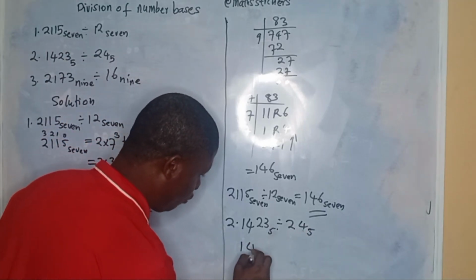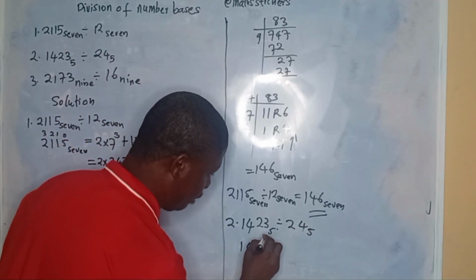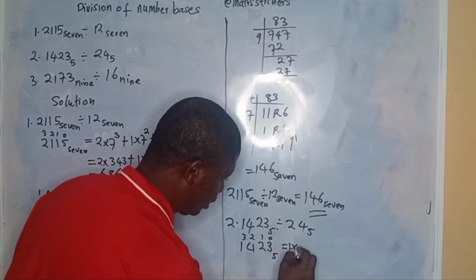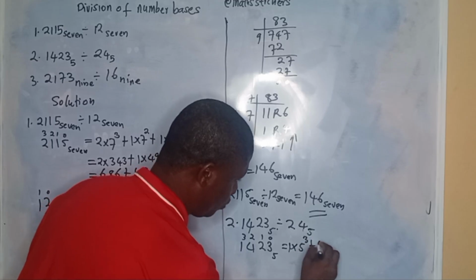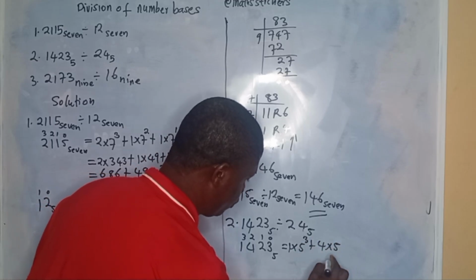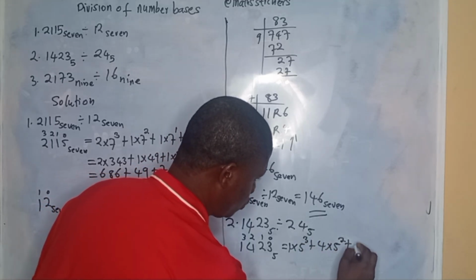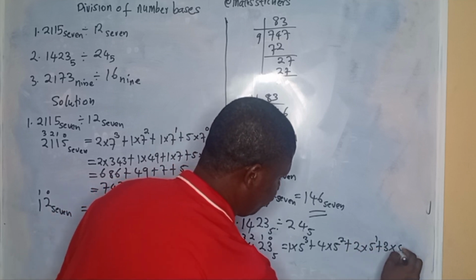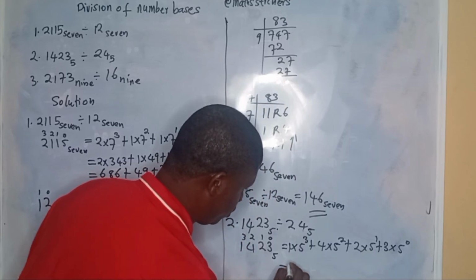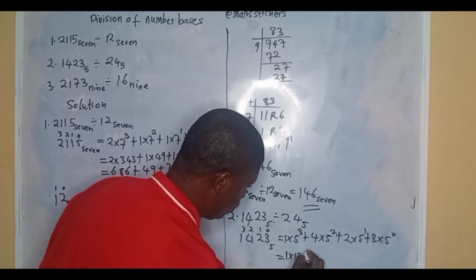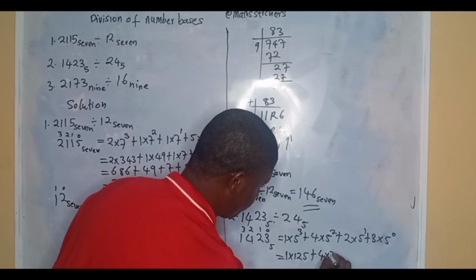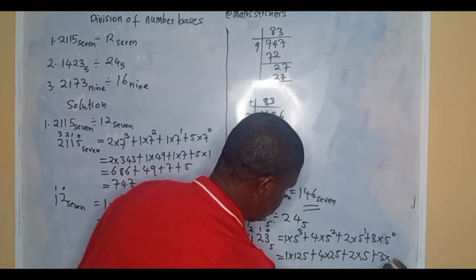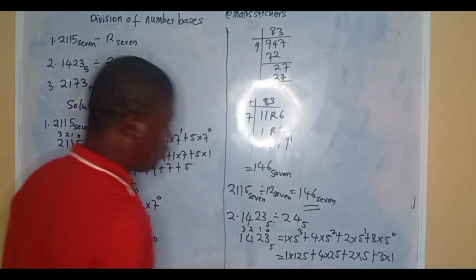So we're going to have 1423 in base 5. Their place values are 0, 1, 2, 3. So we're going to have 1 times 5 raised to the power of 3 plus 4 times 5 raised to the power of 2 plus 2 times 5 raised to the power of 1 plus 3 times 5 raised to the power of 0. And this will give us 1 times 125 plus 4 times 25 plus 2 times 5 plus 3 times 1.